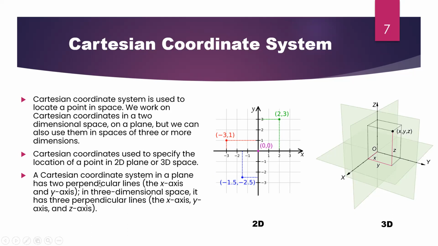A Cartesian coordinate system in a plane has two perpendicular lines, the x-axis and y-axis. In three-dimensional space, it has three perpendicular lines, the x-axis, y-axis, and z-axis.